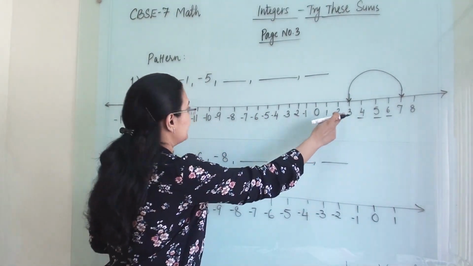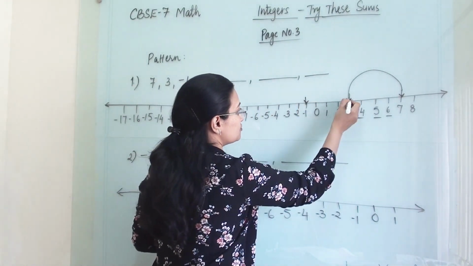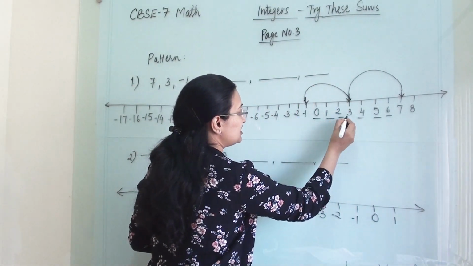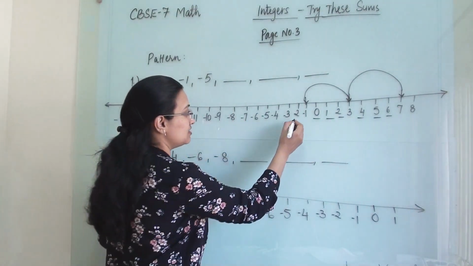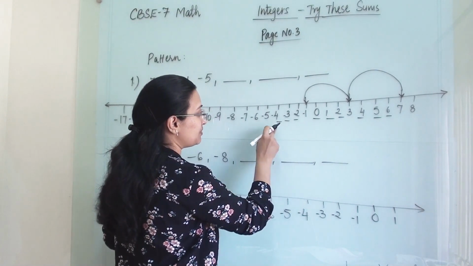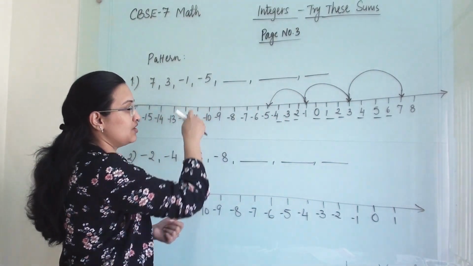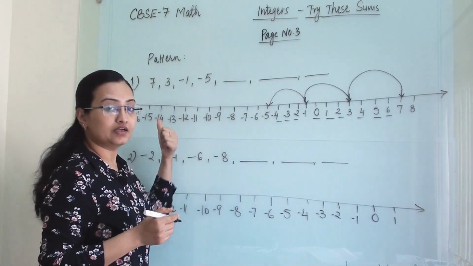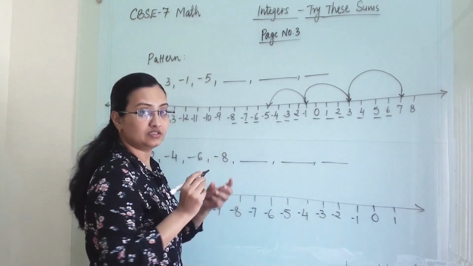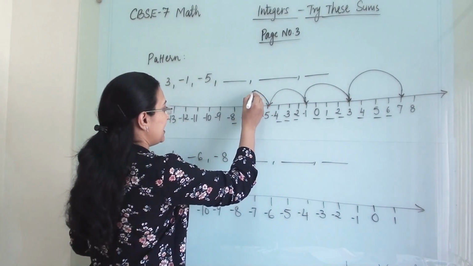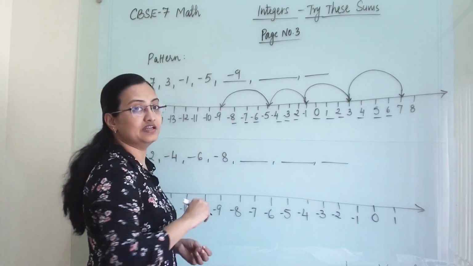So continuously the value of integers will decrease. Now after 3, minus 1 is there. Again we have skipped 3 numbers and we are moving in this direction. So the next number, after skipping 3, is minus 5. Yes, minus 5. So the same pattern continues. After this number we will skip 3 more numbers and we will get minus 9.